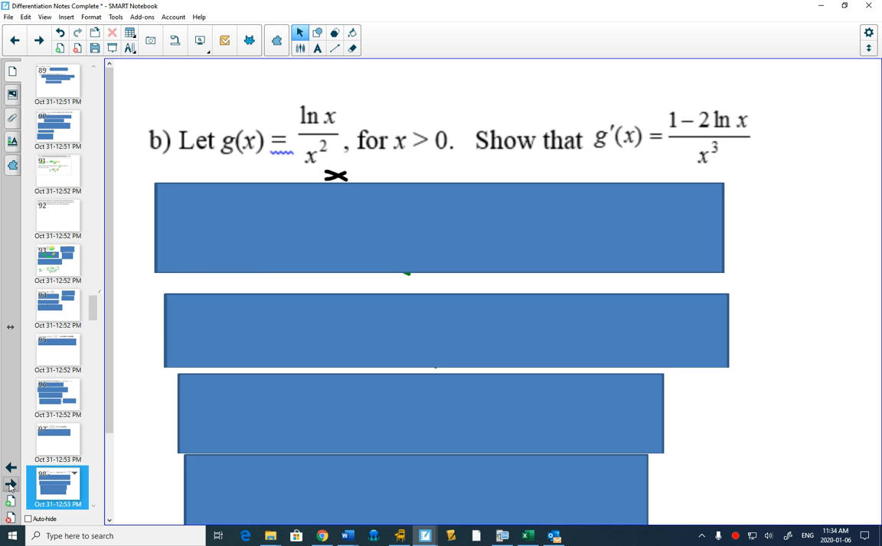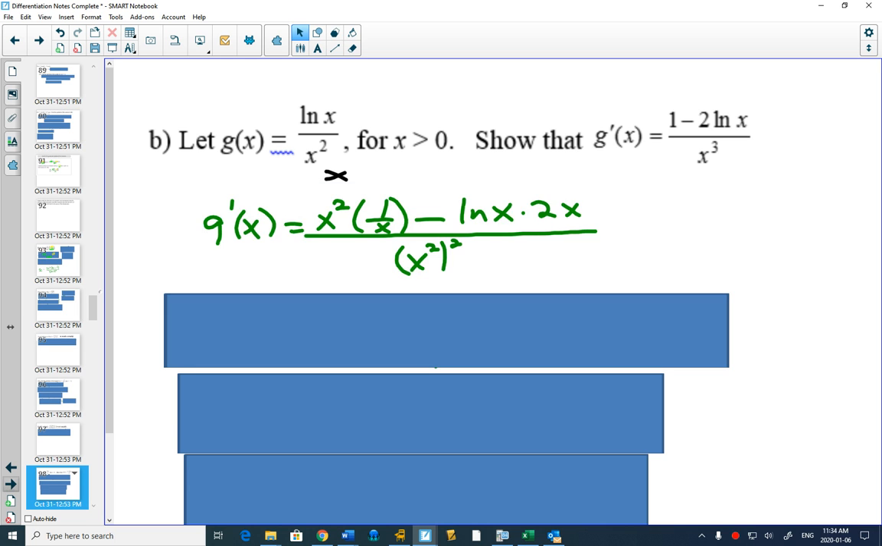Okay? Here we have a show that question. So we start by doing our quotient rule and writing it out without it simplified.